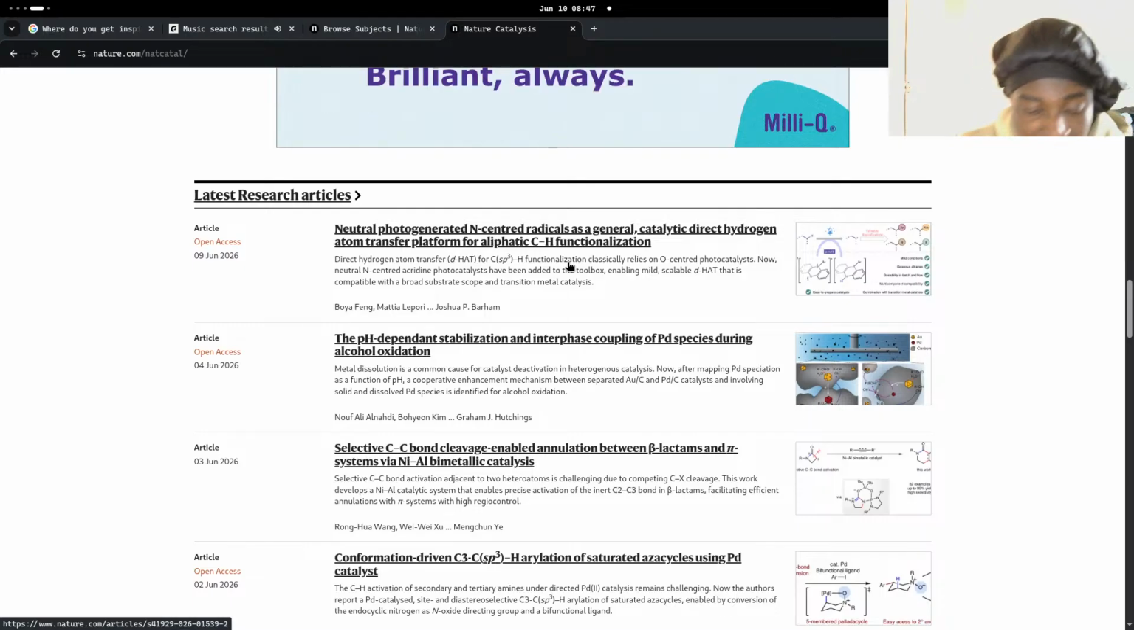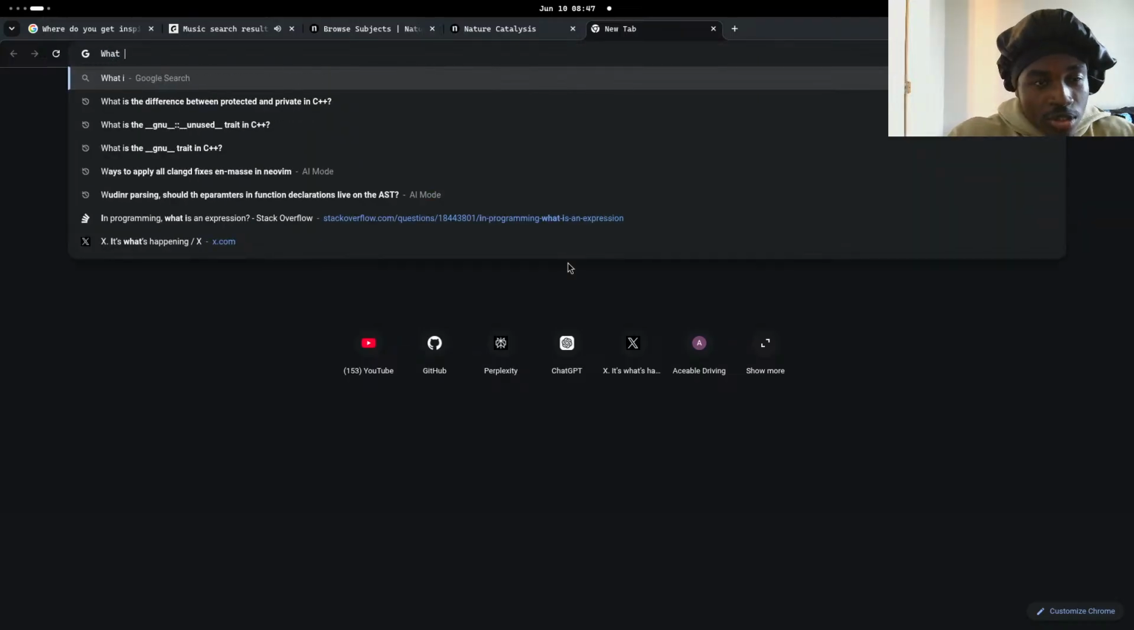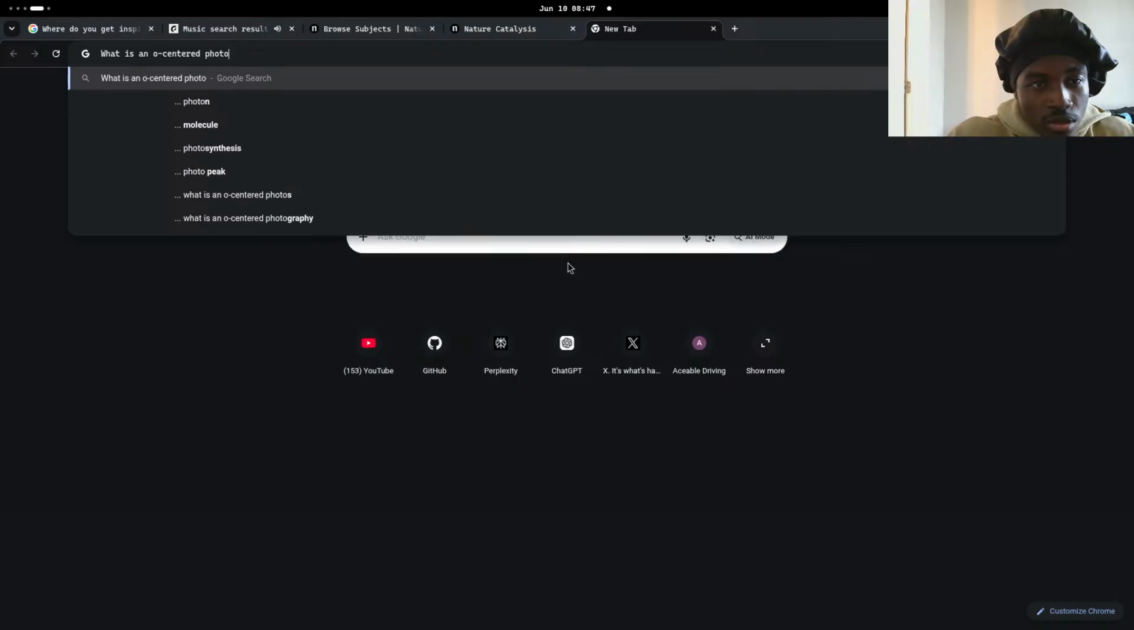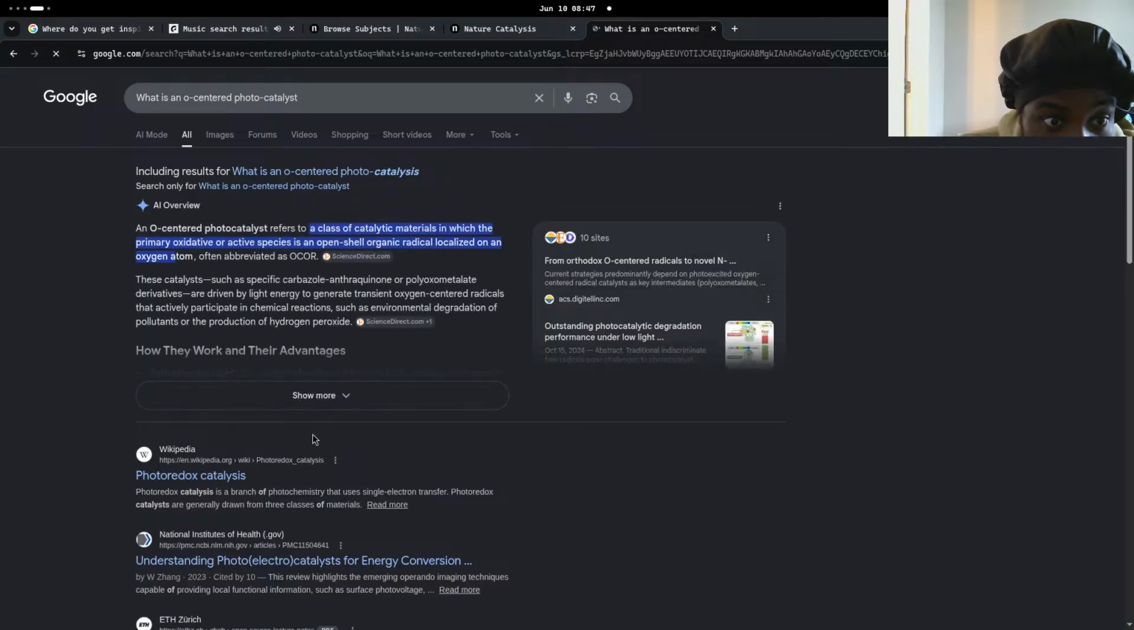What is an O-centered photocatalyst? Let me see. An O-centered photocatalyst refers to a class of catalytic materials in which the primary oxidative or active species is an open shell organic radical localized on an oxygen atom, OCOR. So a class of catalytic materials in which the active species is a radical localized on an oxygen atom.